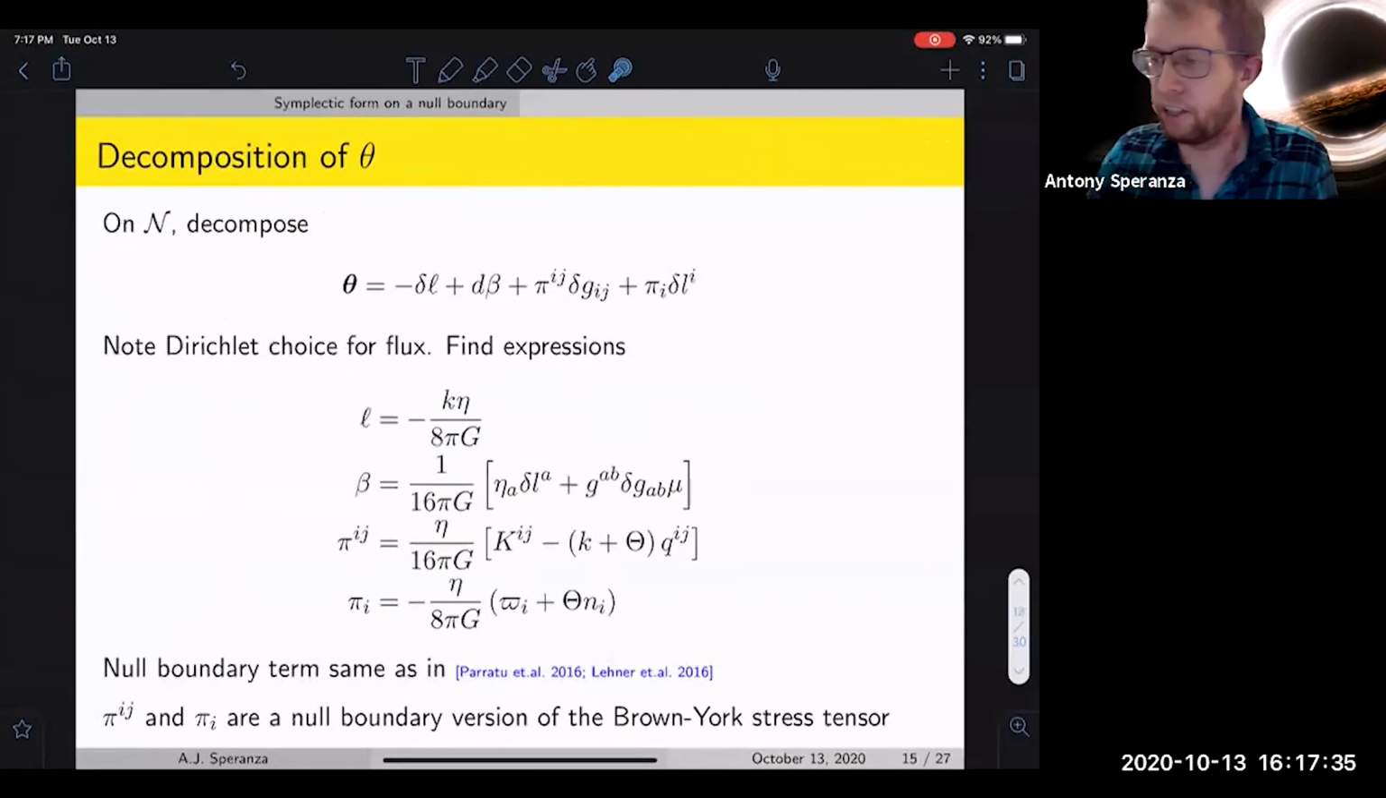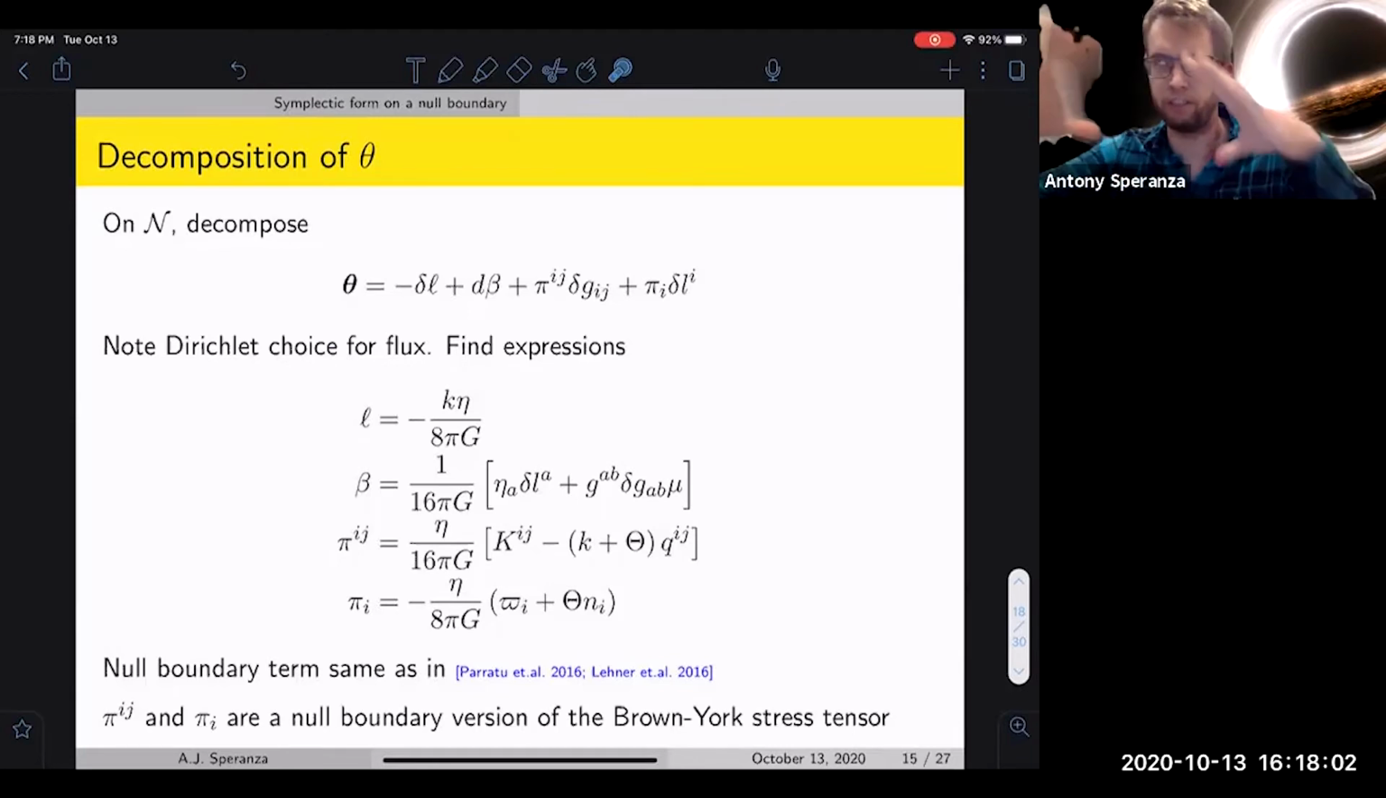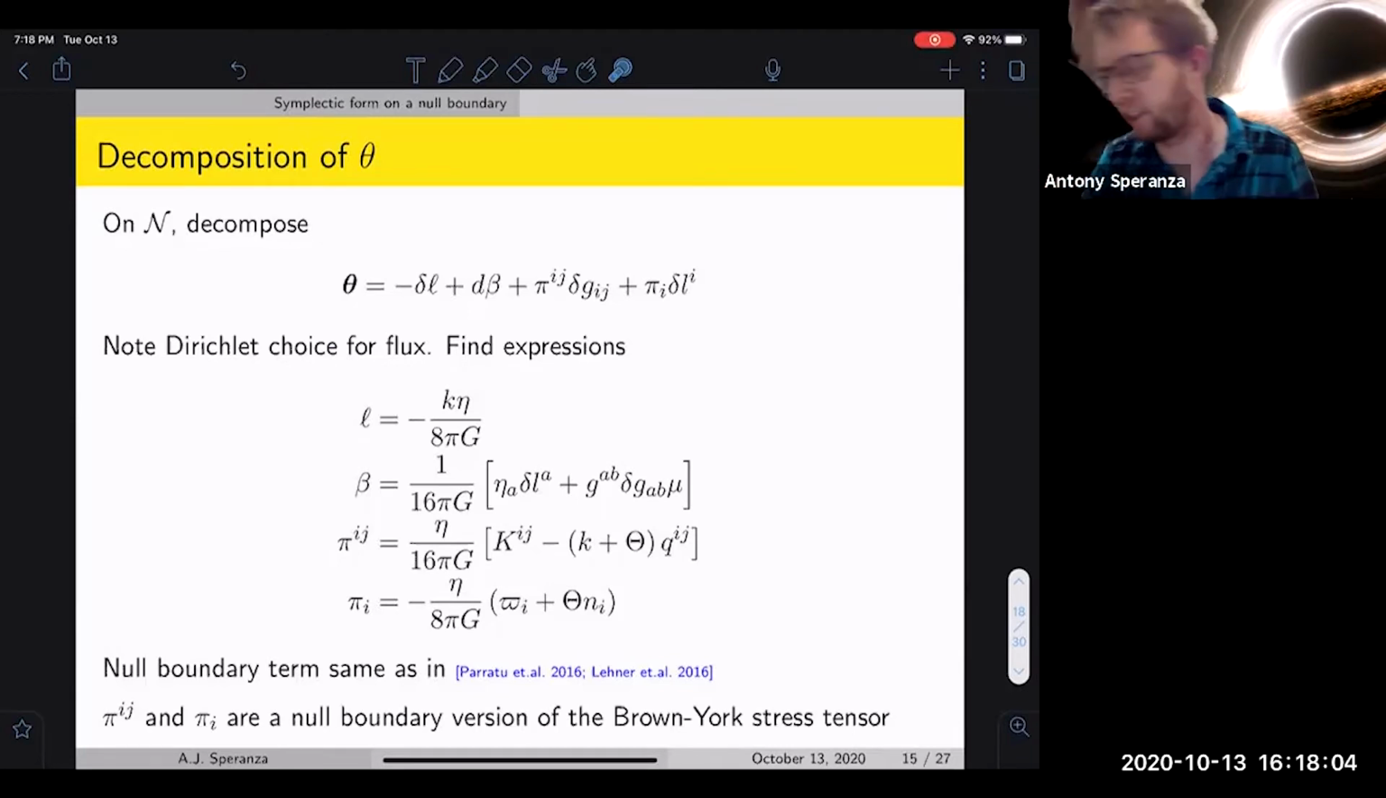Okay, so then I can show you this decomposition of theta into boundary, corner, and flux pieces. The interesting piece is this boundary term in the action here. It's constructed from this inaffinity. This has been written down before, fairly recently, in works by Parattu and Lehner, people who are interested in complexity and were really interested in properties of boundary terms at null boundaries. So this is the term that shows up in those works.